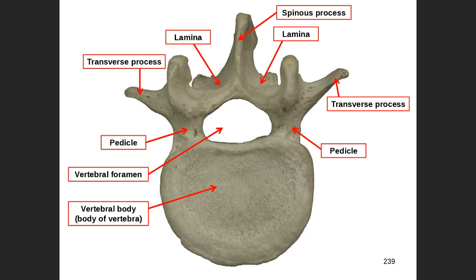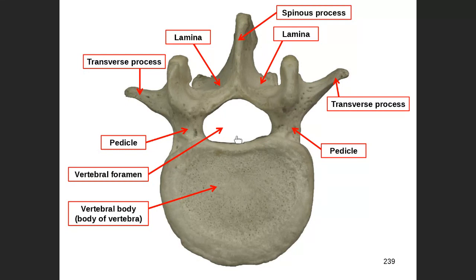Huge vertebral body. Look at the size of that body. It's big and fat, like my Rottweiler's head. Big old vertebral body, because we got some big old discs that are going to sit there. So we've got our vertebral body. Then behind it, you got this big old hole here. That's the vertebral foramen. The spinal cord travels through that area.